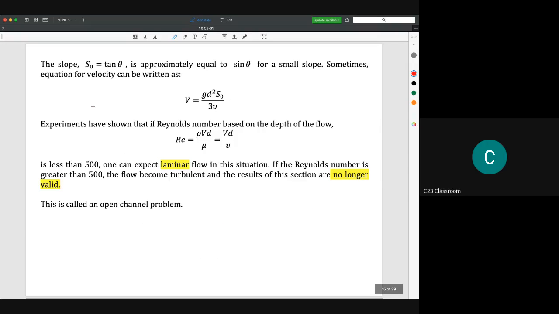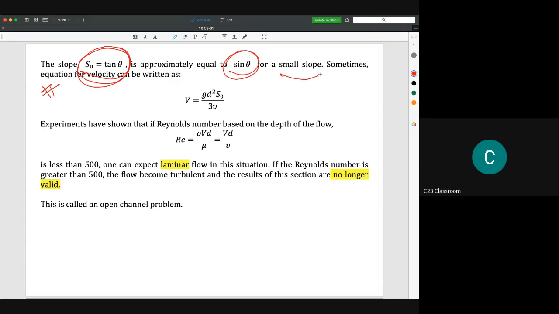Okay, so this is a simplification that is always done by open channel researchers. First, sometimes they substitute the value of S naught equal to tangent theta to replace the sine theta. So this is the common assumption, okay, because the slope is very small.